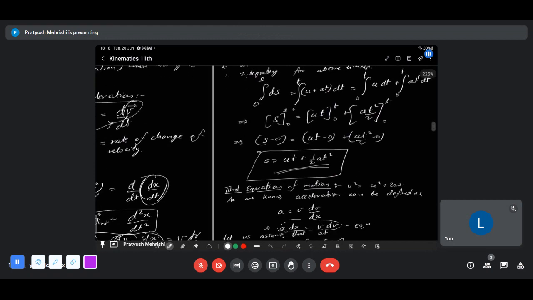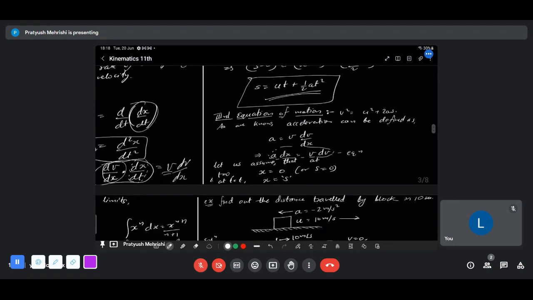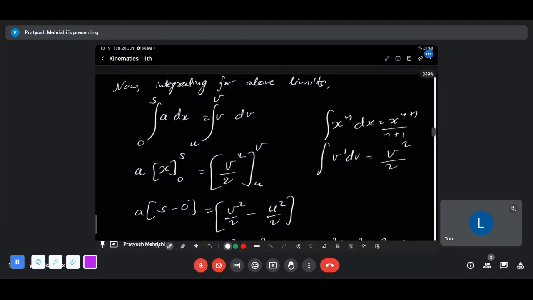Okay, so next is the third equation of motion. We use acceleration equals v dv by dx. All these formulas of acceleration we have seen already; now we are using them differently. Acceleration is v dv by dx, so a dx equals v dv. We just cross multiplied dx with a, and v dv remains on the other side. Now if we assume that at t equal to 0 the particle was at the origin, meaning x equal to 0, and at t equal to t it covers a displacement s, then integrating for the required limits, 0 to s for distance and initial velocity u to final velocity v, we get a into x from upper limit s to lower limit 0 equals v square by 2 from upper limit v to lower limit u.